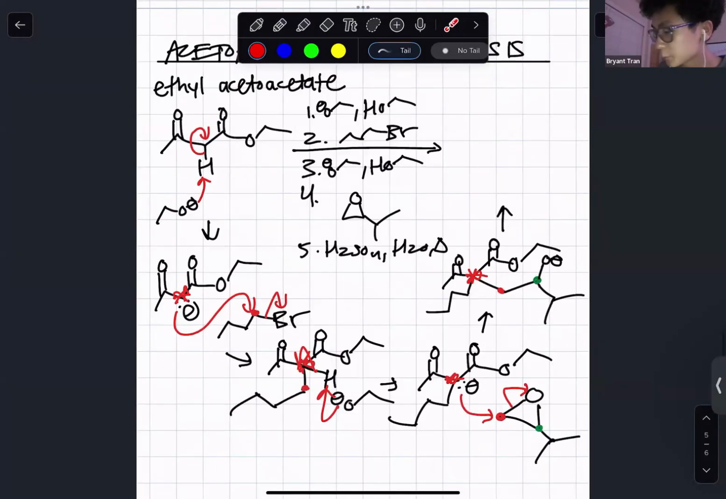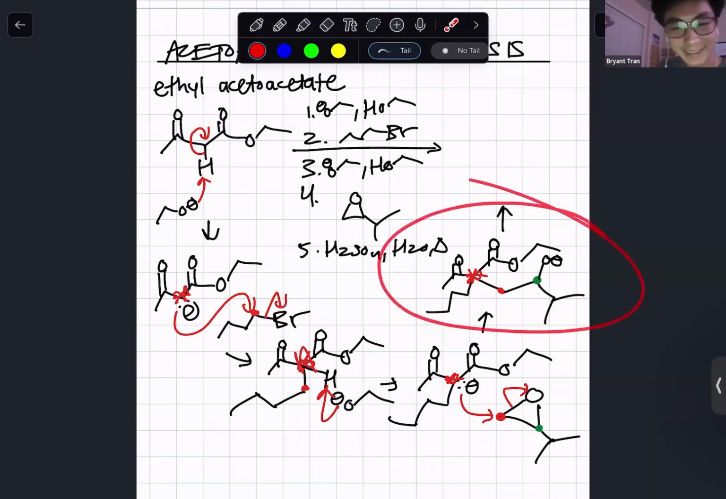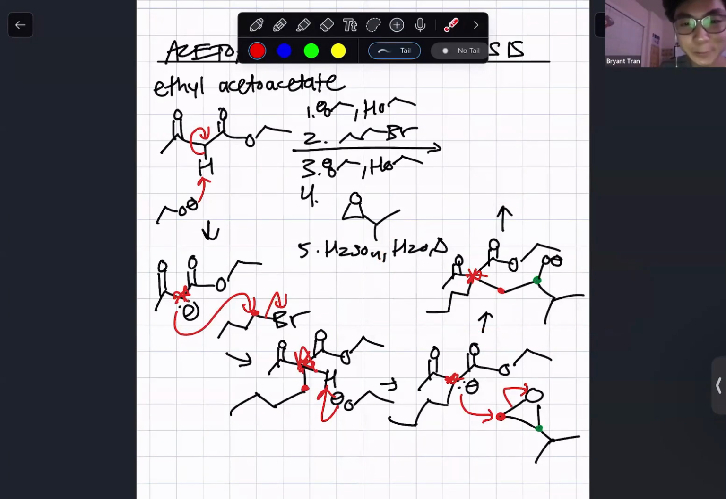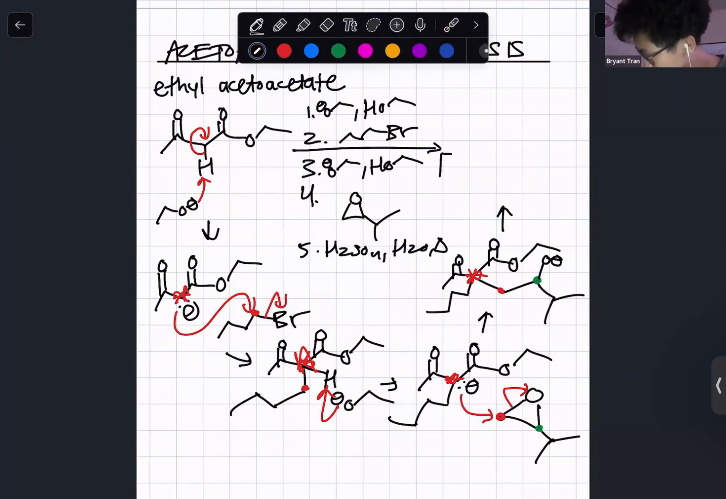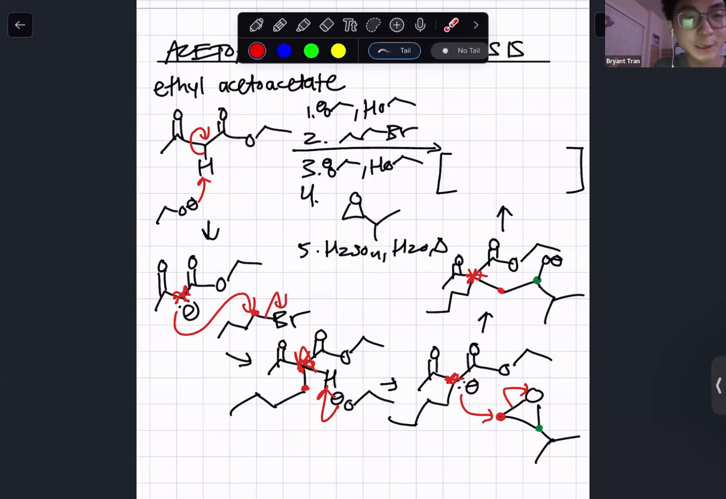Okay, now we bring in the fifth step, which is gonna do three things. What three things is it gonna do to this intermediate? When we bring acid, water, and heat. Tautomerize. We tautomerize enols and enolates, right? When we protonate this O minus here, it becomes OH.